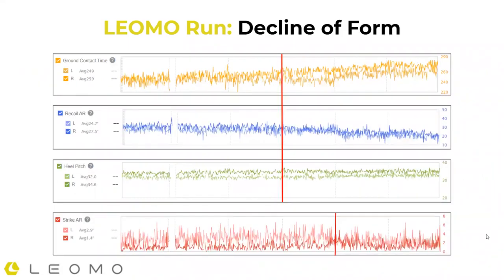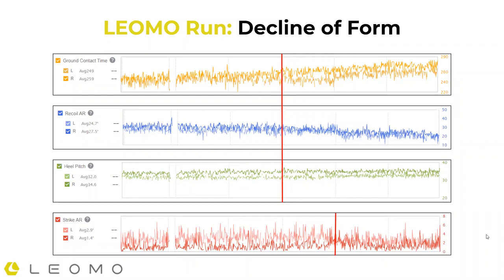So let's look at a global decline of form. Next thing we want to do is identify any specific duration where a decline of form from baseline begins. And looking at, I just pulled out these 4 metrics because they seemed pretty telling. We've got ground contact time, we've got recoil angular range, that's how high the foot is lifting after leaving the ground. We've got heel pitch, and we've got strike angular range.